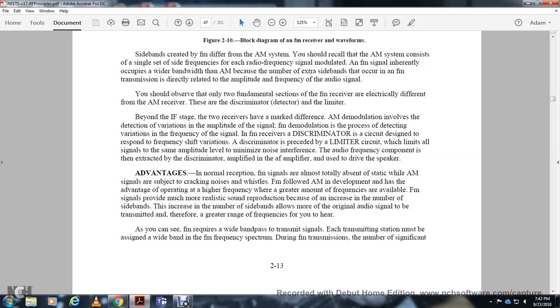You should observe the two fundamental sections of the frequency modulator receiver. They are electrically different from the amplitude modulator receiver: the discriminator detector and the limiter. Beyond the intermediate frequency stage, the two receivers show a marked difference, since amplitude modulation demodulation involves the detection of amplitude variations, unlike the frequency modulator.